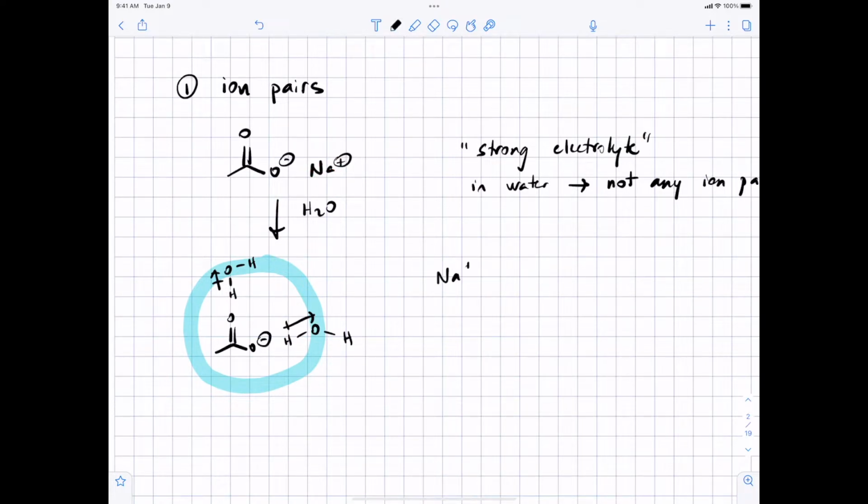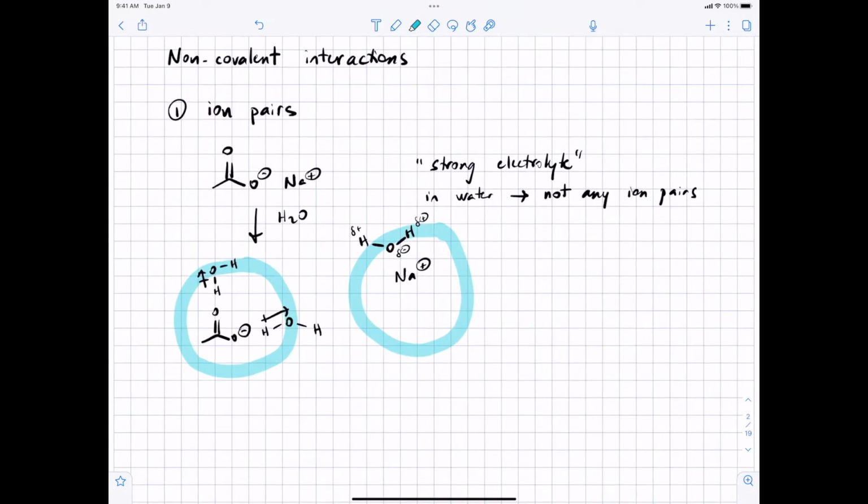We could similarly, for sodium, it would be the oxygens sort of oriented towards the sodium ion. Because in water it's the oxygens that have the partial negative charge on them. Okay, similar sort of thing, a shell of water molecules around sodium. So this would be a separated ion pair, or not even an ion pair. This would be solvated ions.